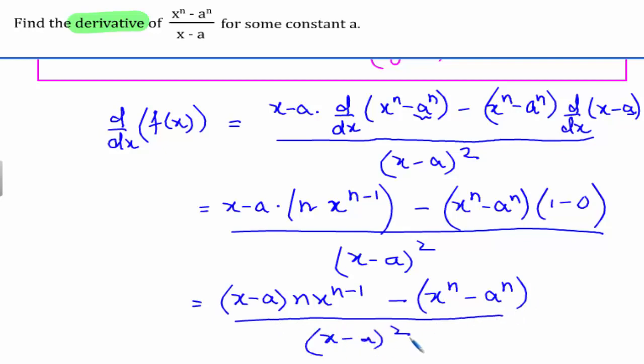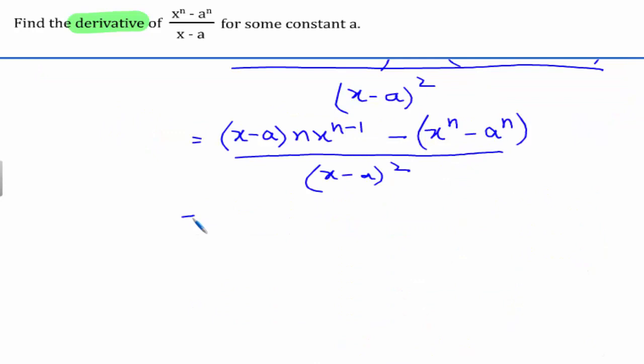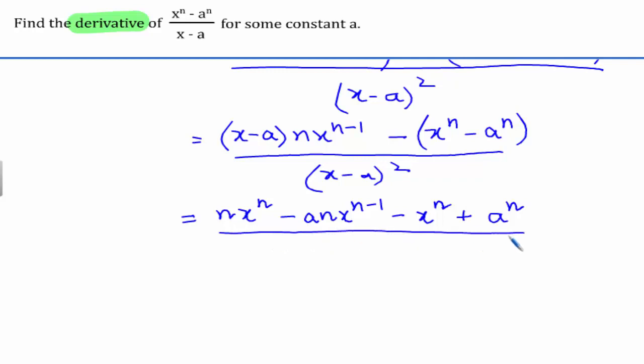This is further equal to n into, now multiplying x with x raised to the power n minus 1 gives x raised to the power n. Then we have minus a n x raised to the power n minus 1. Now opening the second bracket, we have minus x raised to the power n plus a raised to the power n whole divided by x minus a whole square.